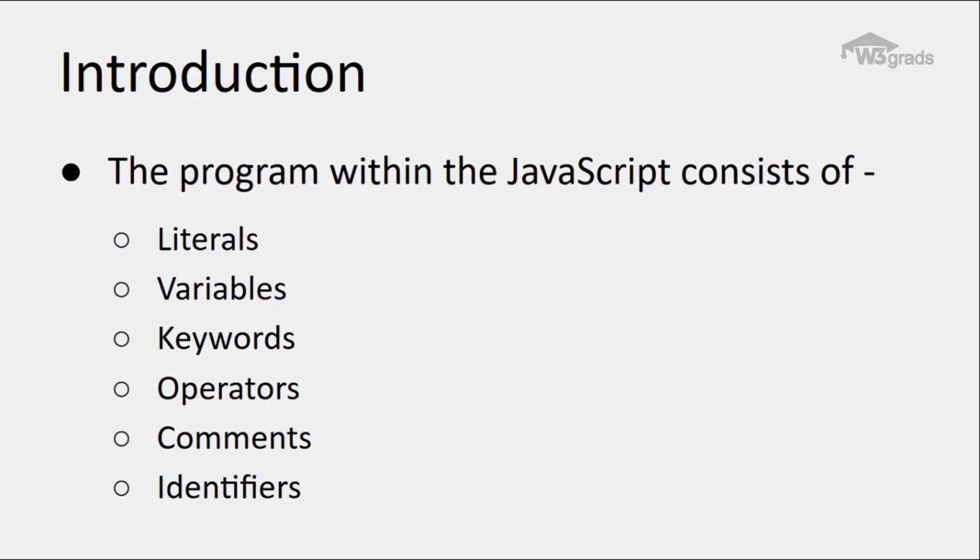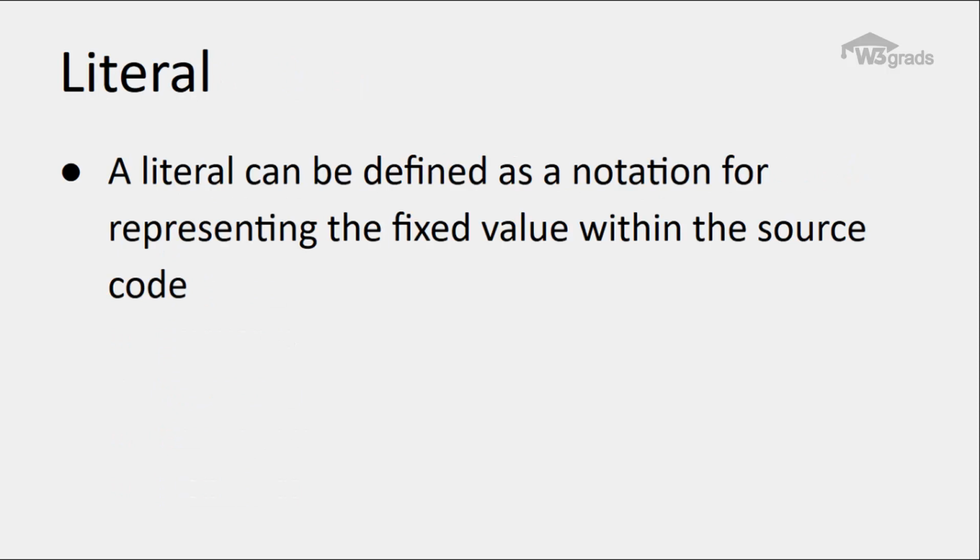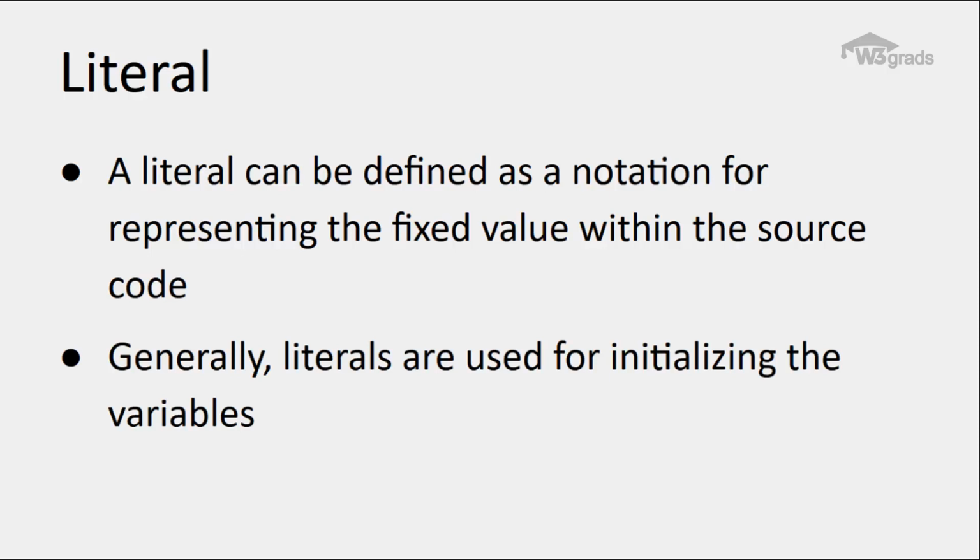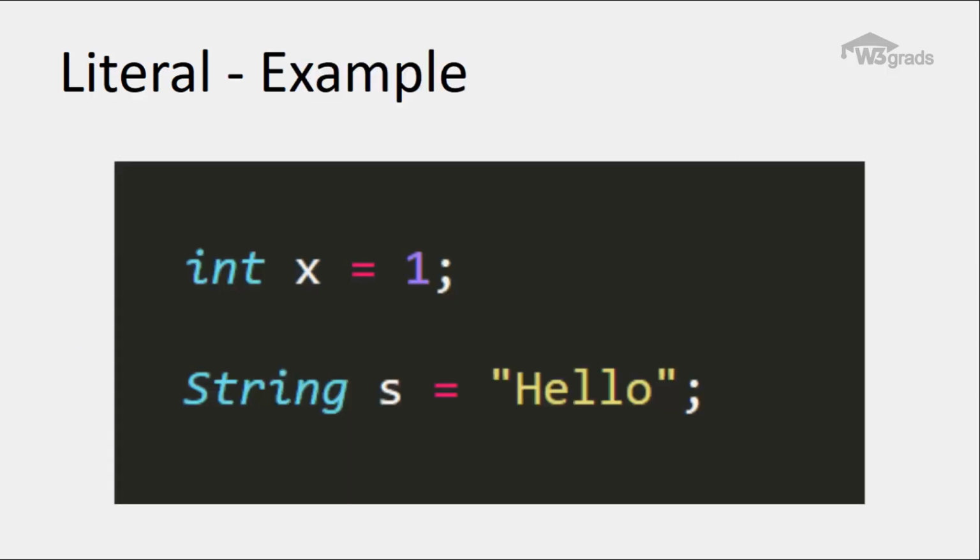The first one to begin with is literal. A literal can be defined as a notation for representing a fixed value within the source code. Generally, literals are used for initializing variables. In the example shown here, you can see the use of literals, in which one represents the integer literal, and the string hello is a string literal.